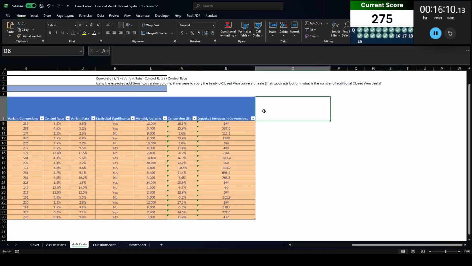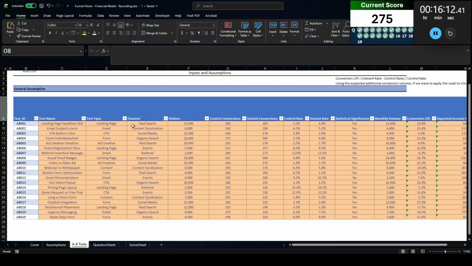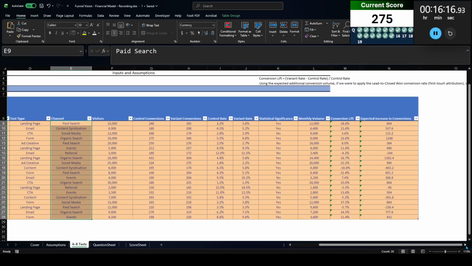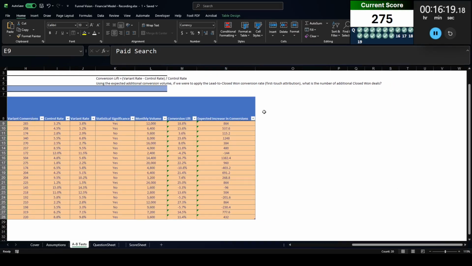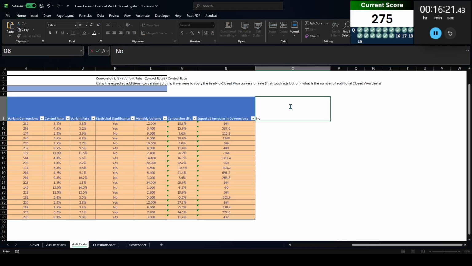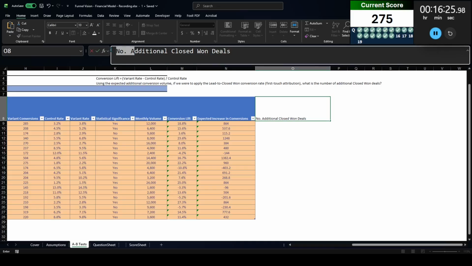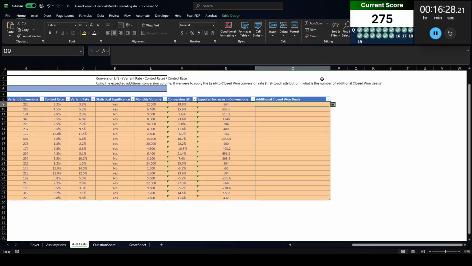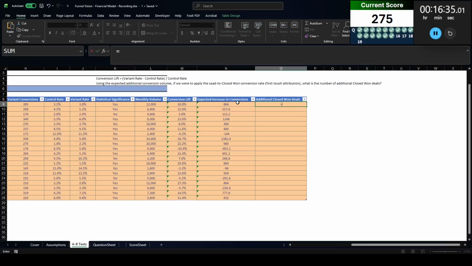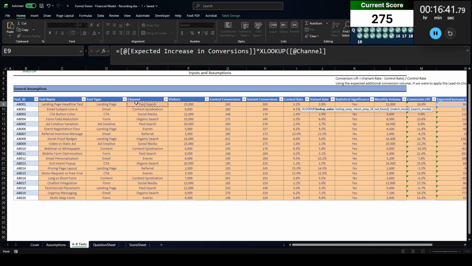Okay. So over here we have the channel. We're going to use this to look up that lead to close one conversion sheet and then turn that into additional close one deals. Let's take out the word number, we don't need it. There we go. So we are going to take the expected additional conversion volume and multiply it by that conversion rate. So we're going to XLOOKUP the channel here.